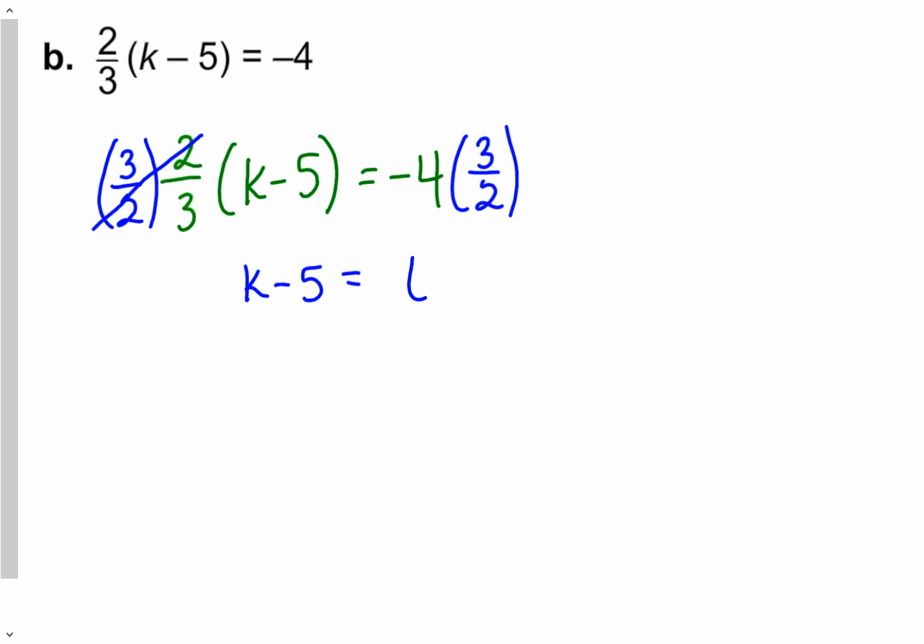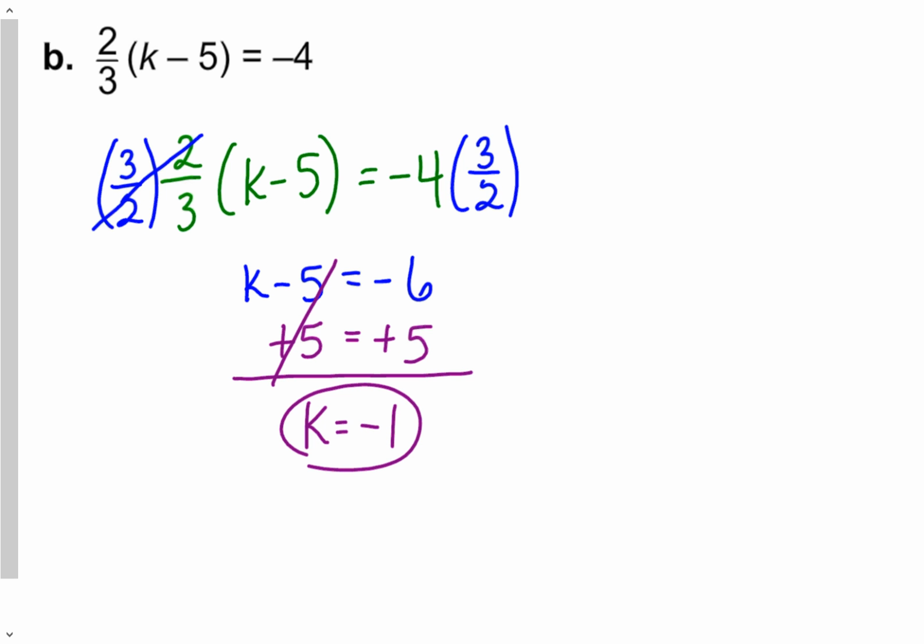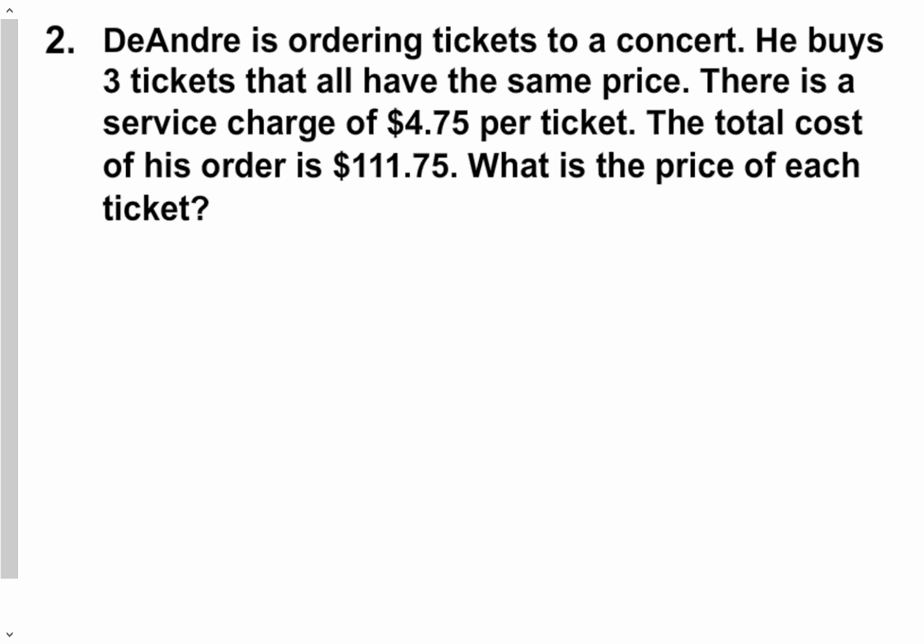So now we are going to do the inverse of minus 5, and that is to add 5 on both sides of the equation. This cancels out to 0. So we're left with k equaling negative 1. Okay, so let's continue. Here are some real life examples.